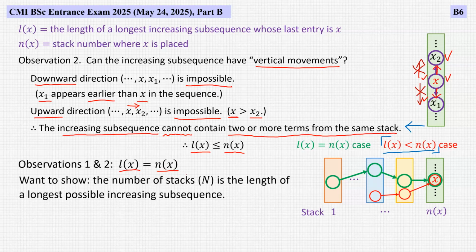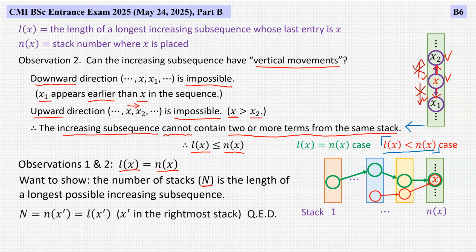The main goal of the problem is to show that the total number of stacks, which I will denote as capital N, is the length of a longest possible increasing subsequence. This is now obvious because the number of stacks is the rightmost stack number, which can be expressed using an entry x prime in that stack, and this equals L of x prime, which can be interpreted as the length of the longest increasing subsequence possible.